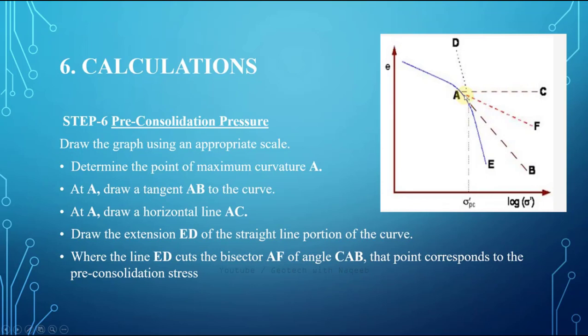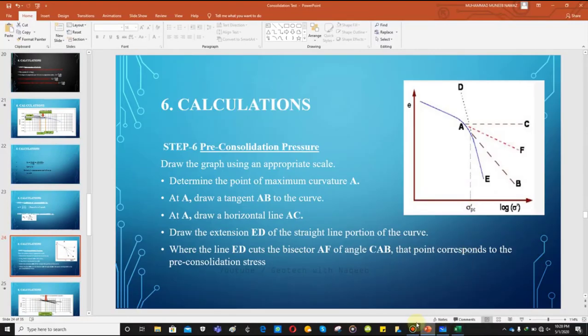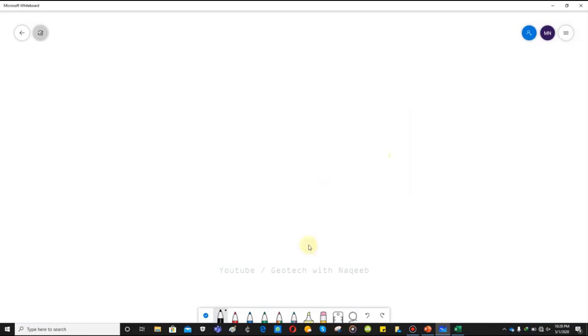We'll cut it, it means the half of these two lines. So this is the half angle, AF. So in the next step, we'll extend the linear portion of the end of this curve backward, where it intersects the angle bisector line. The value corresponding to this is the pre-consolidation pressure. So let's do it, that is how we determine basically pre-consolidation pressure.